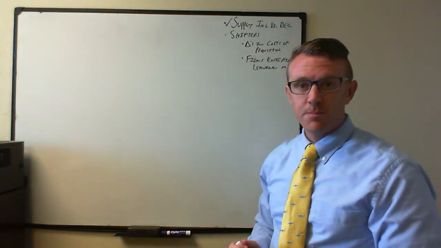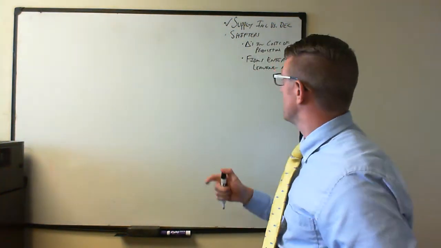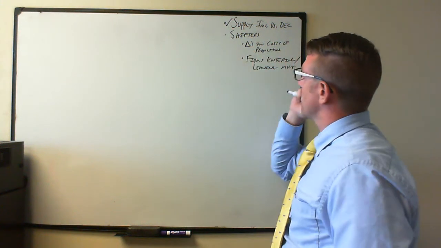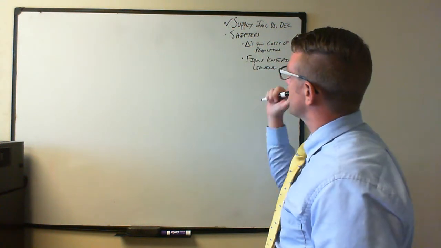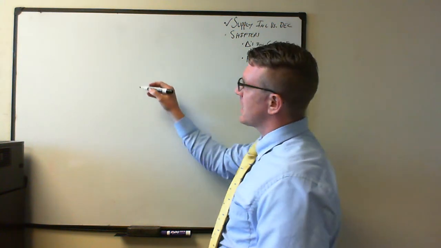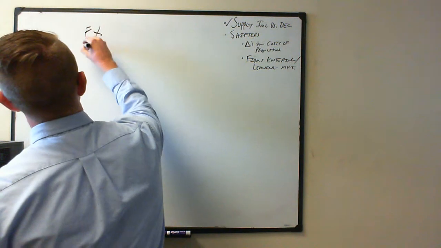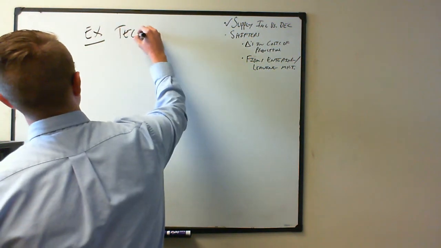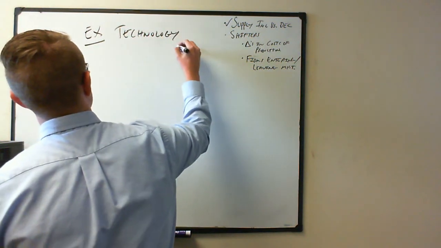Your main shifter for the supply curve is going to be costs. Shifters in production costs, shifters in the supply curve, often come through changes in production costs. So, for example, technology.